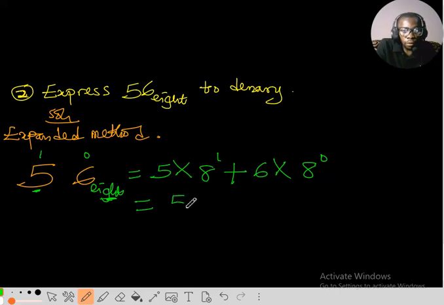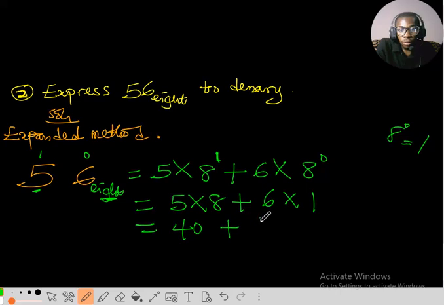So here you are going to have 5 times 8 raised to power 1. 8 raised to power 1 means 8 times 1, which is 8, plus 6 times 8 raised to power 0. Remember, 8 raised to power 0 is going to give 1. So here we are going to have 5 times 8, which is going to be 40, plus 6 times 1, which is going to be 6. 40 plus 6 will give us 46, and that is going to be denary base 10. That is, 56 base 8 is 46 base 10 in the expanded form. The next example.